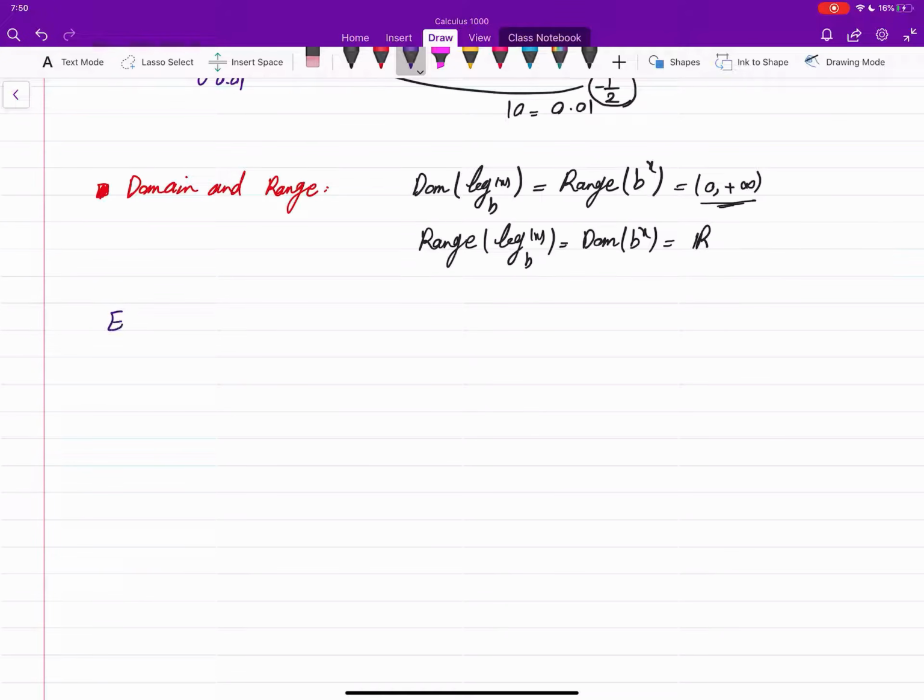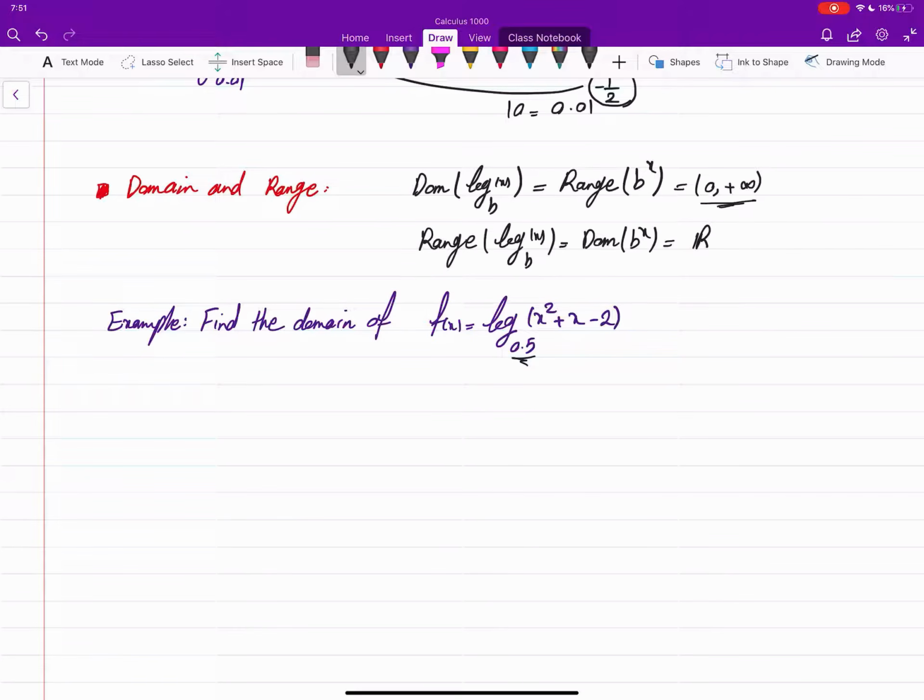domain of a little bit more general function. For example, find the domain of f of x equals log base 0.5 of x squared plus x minus 2. This is a logarithmic function with base between 0 and 1, namely 0.5.